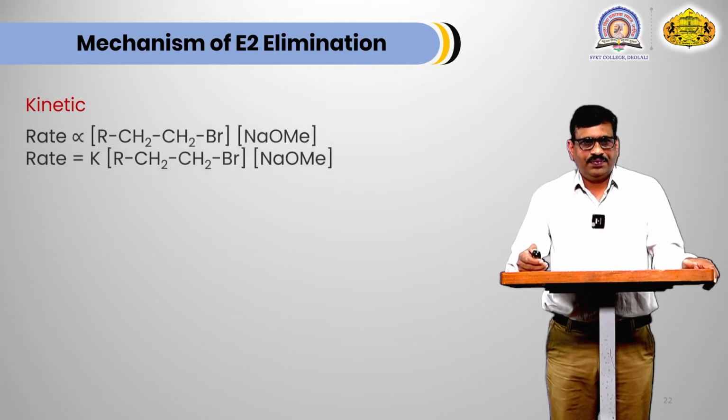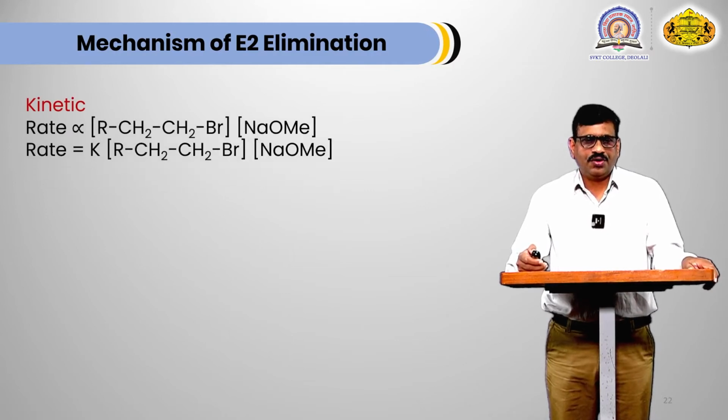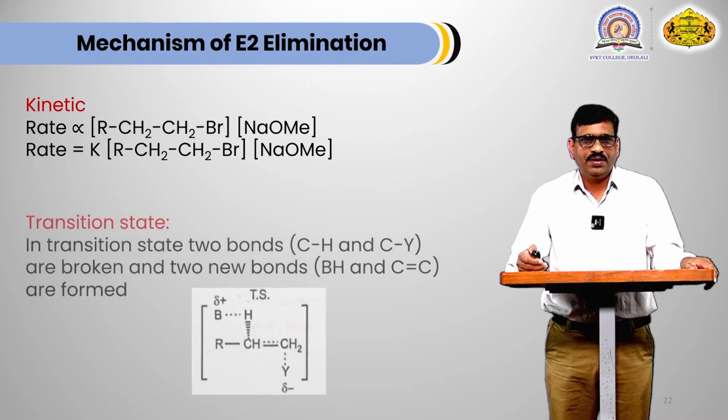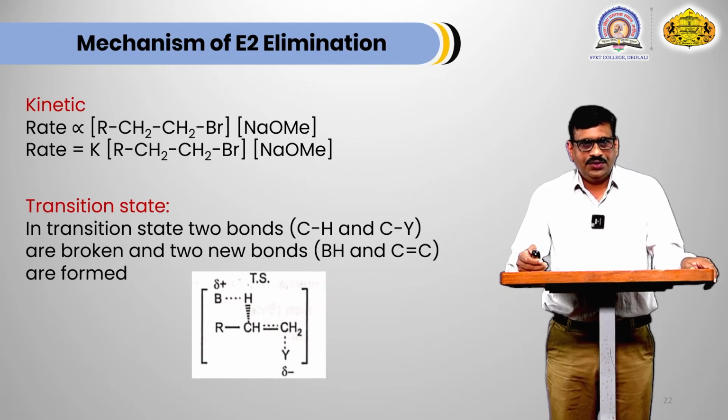Kinetics of this reaction: the rate of reaction is proportional to the concentration of alkyl halide as well as the concentration of base. Rate is equal to k into concentration of alkyl halide into concentration of base. This E2 elimination involves a transition state. In the transition state, two bonds are broken, that is C-H and C-Y, and two new bonds are formed, that is the carbon-carbon double bond, and another bond which is formed between the base and the hydrogen atom.